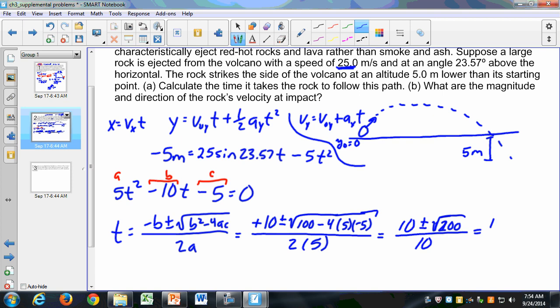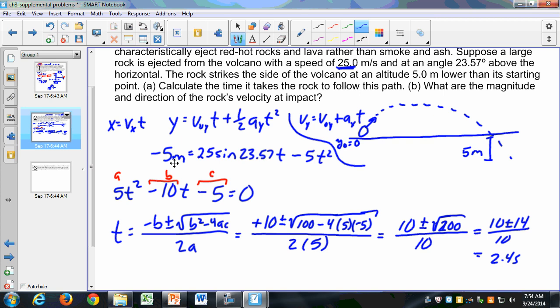And so that's 10 plus or minus 14 over 10, 24 over 10, which is 2.4 seconds. Notice you also get another solution to this. It's like negative 0.4 seconds. But that's not a real solution to this because you can't have a negative time.